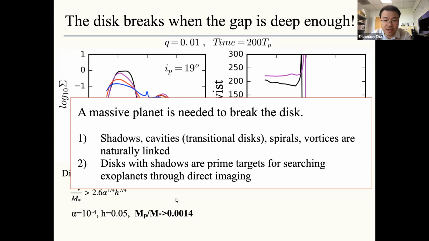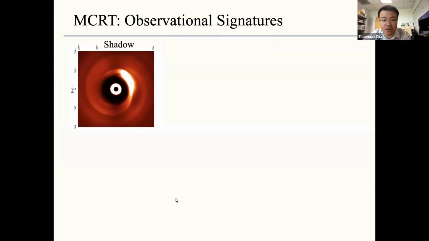To demonstrate that all these features could exist together, this is a synthetic observation from these misaligned disk simulations. And you can see this shadow in the vertical direction. You can see the vortex, and you can see the spiral. This spiral will orbit around the central star. This vortex will orbit around the central star at Keplerian speed, so it will cross this shadow. Then the shadow will cut this vortex into two.